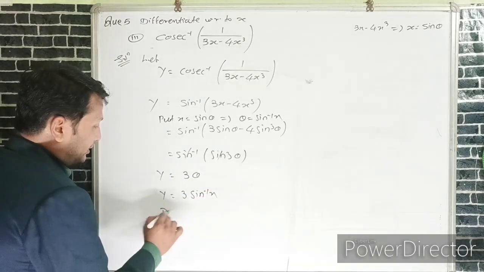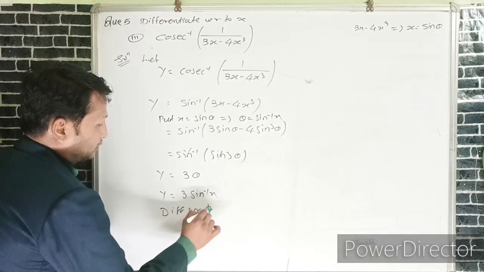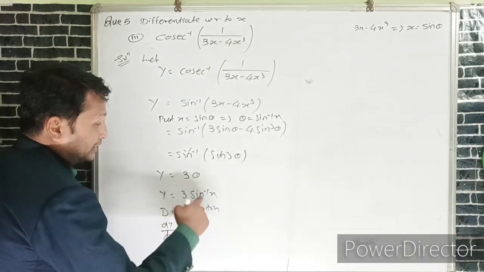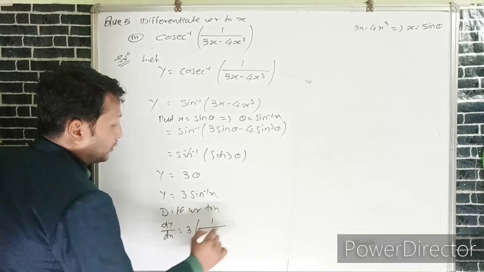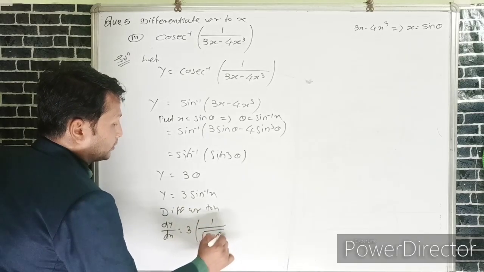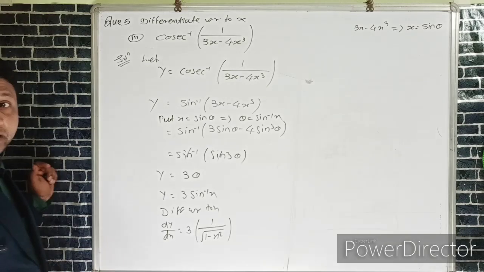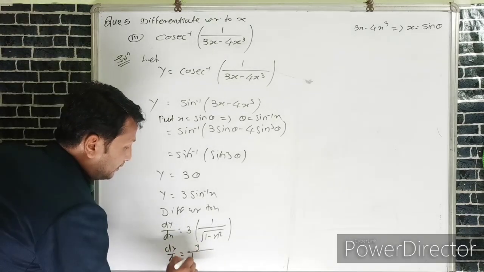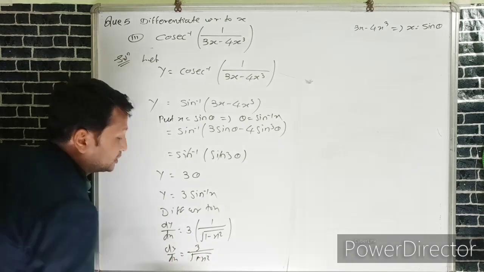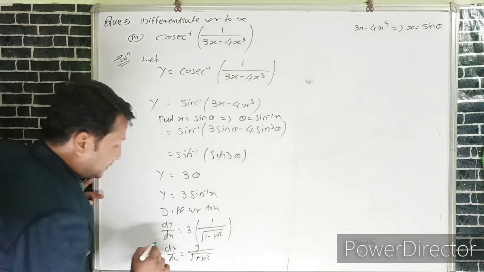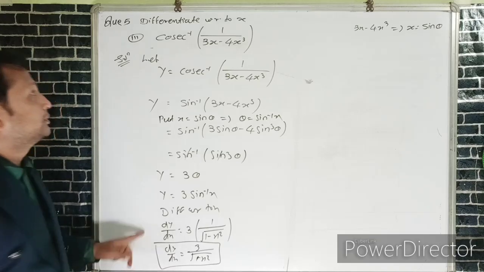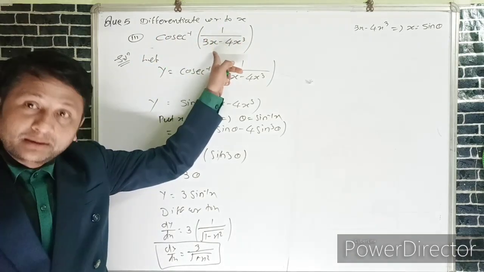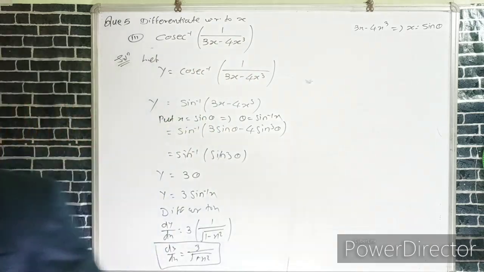Now, if we differentiate with respect to x, then we can write the derivative of y, dy by dx. 3 is constant and the derivative of sine inverse x is 1 upon under root of 1 minus x square. Hence, we can write dy upon dx is equal to 3 upon under root of 1 minus x square, which is the required derivative of the given function when y is equal to cosec inverse of 1 upon 3x minus 4x cube.